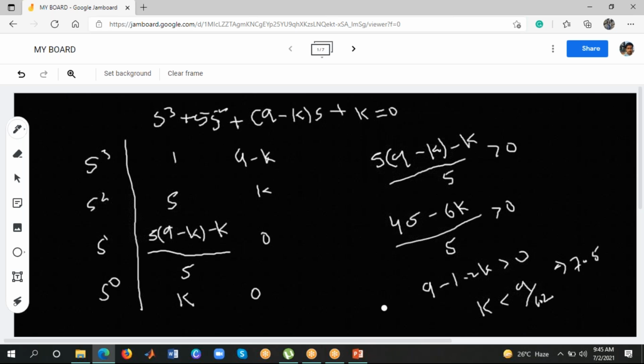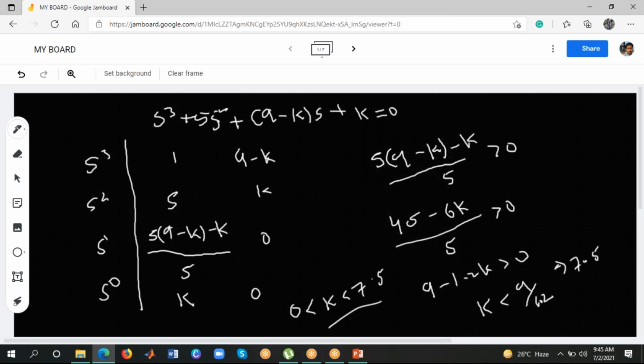So from this relation, if you look at the second last row, k should be greater than 0, okay? But it can never be 0. So it is always greater than 0. If you substitute k equal to 7.5, then this will be a positive value. So we can say that the k value should lie between 0 and 7.5. This is the range of k for the stability condition.